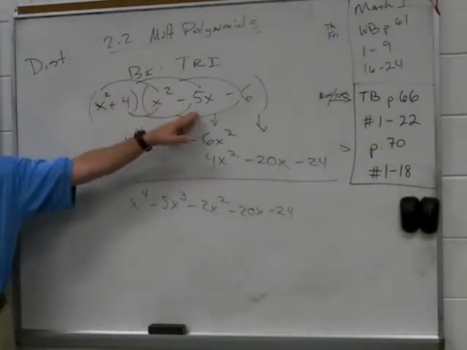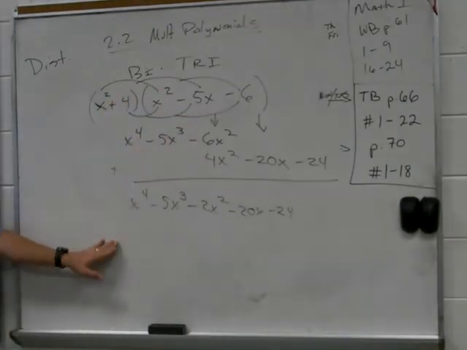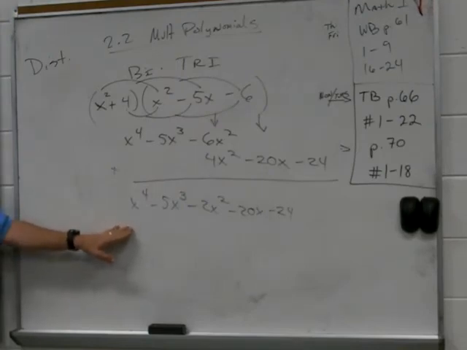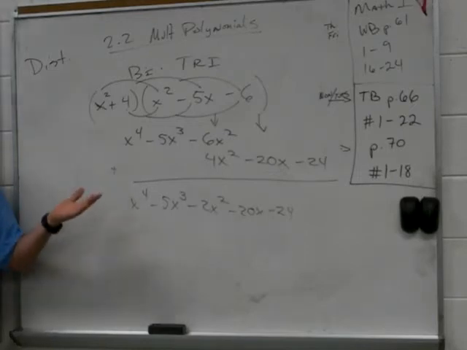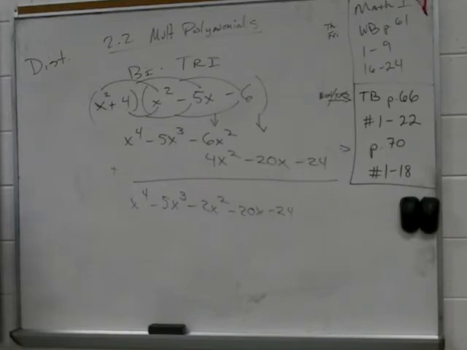Binomial times a trinomial. What was my outcome? Polynomial. How many terms were in this polynomial? 5 terms. Okay? Sometimes it might have 4 terms. Sometimes it might have 6 terms. It just kind of depends. Okay? Questions? Let's do another one. Any questions? I'll give you a second to copy this down.